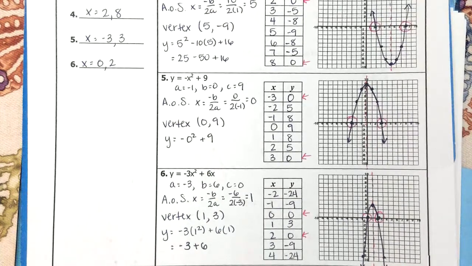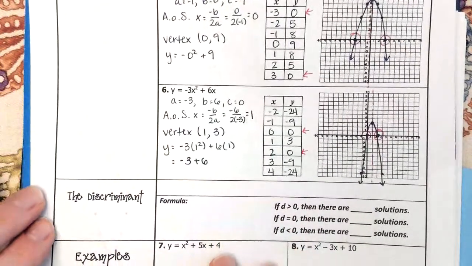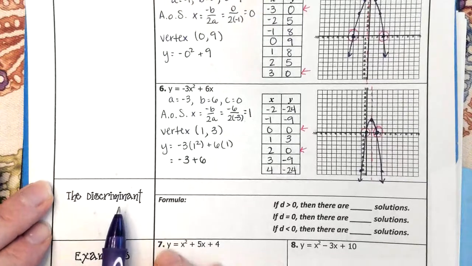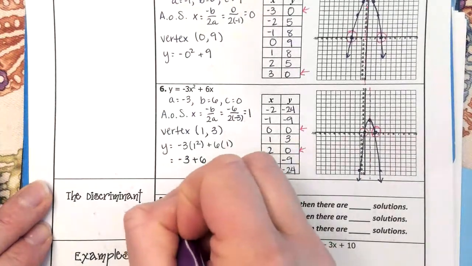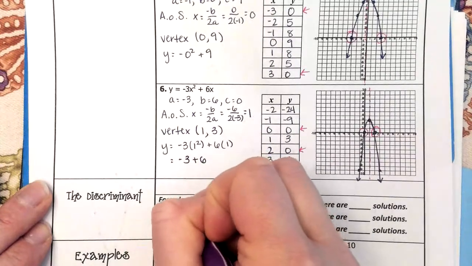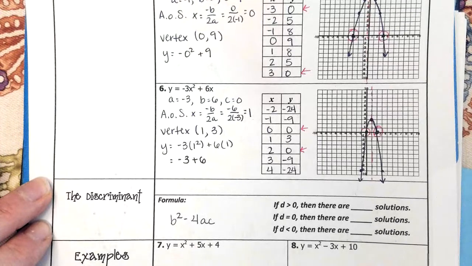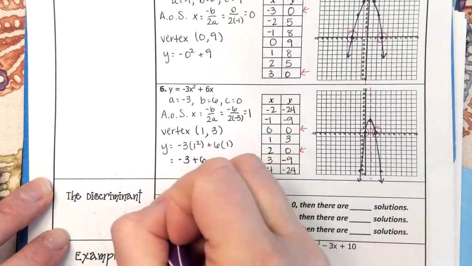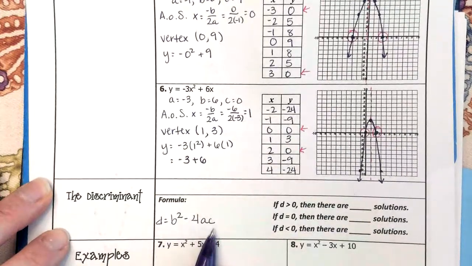All right, I want to now take this time to review the discriminant. We talked about the discriminant in last week's instructional videos when we talked about the quadratic formula. The discriminant is that b squared minus 4ac part of the quadratic formula, the part that is under the square root. So my discriminant is b squared minus 4ac.